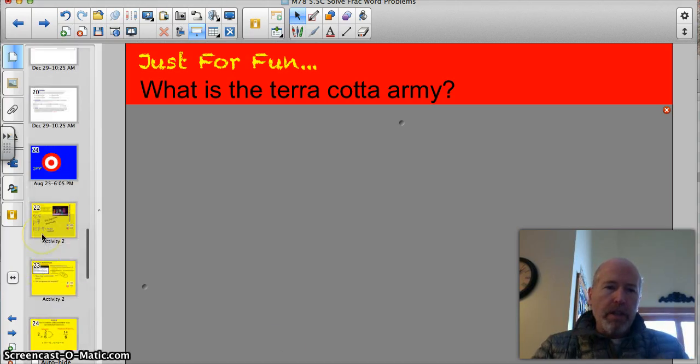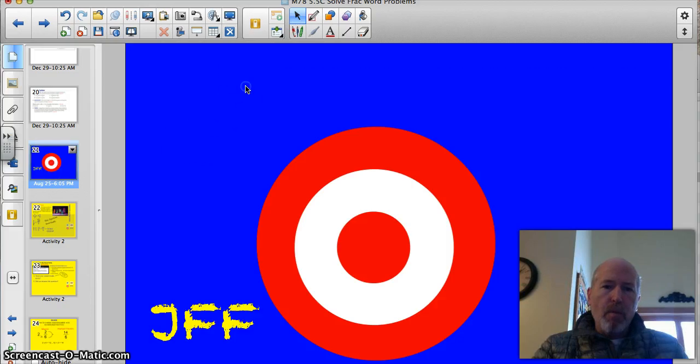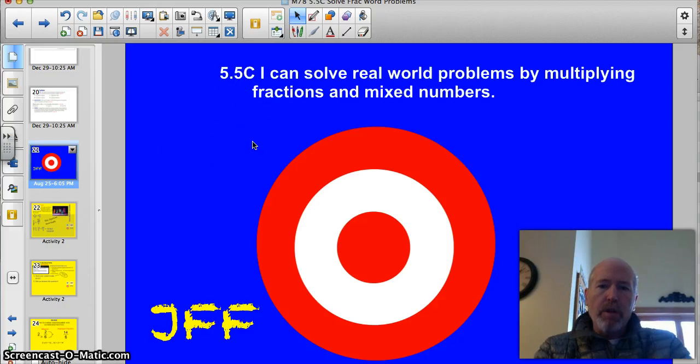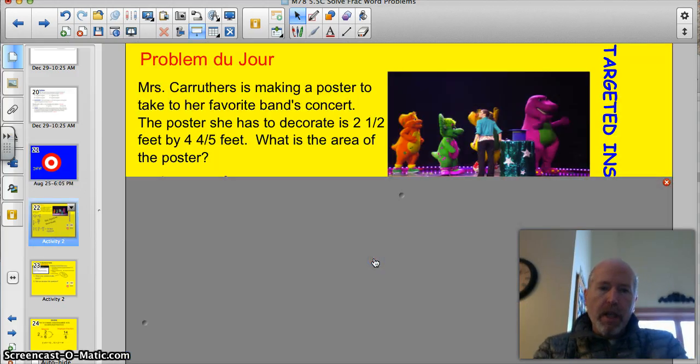All right, let's get to the official target of the day, which is 5.5c. I can solve real-world problems by multiplying fractions and mixed numbers. Let's do this thing. Mrs. Crothers is making a poster to take to her favorite band's concert. The poster she has to decorate is 2 1/2 feet by 4 4/5 feet. What is the area of the poster?